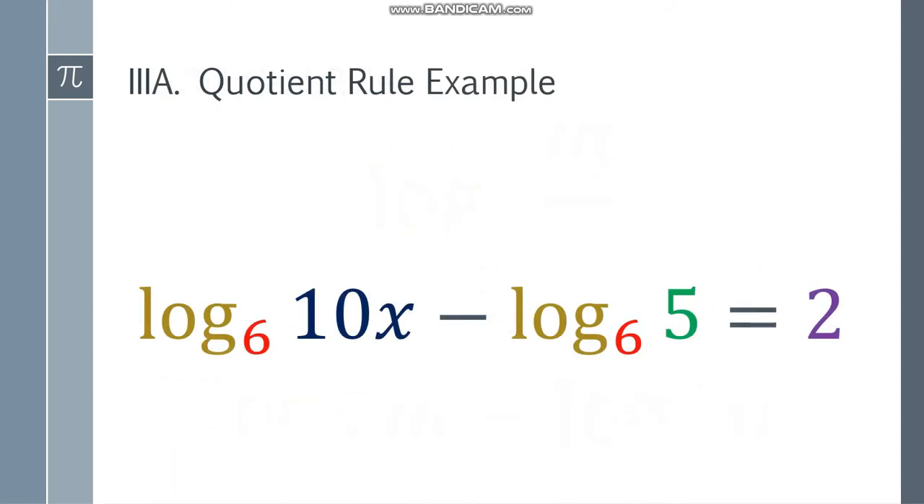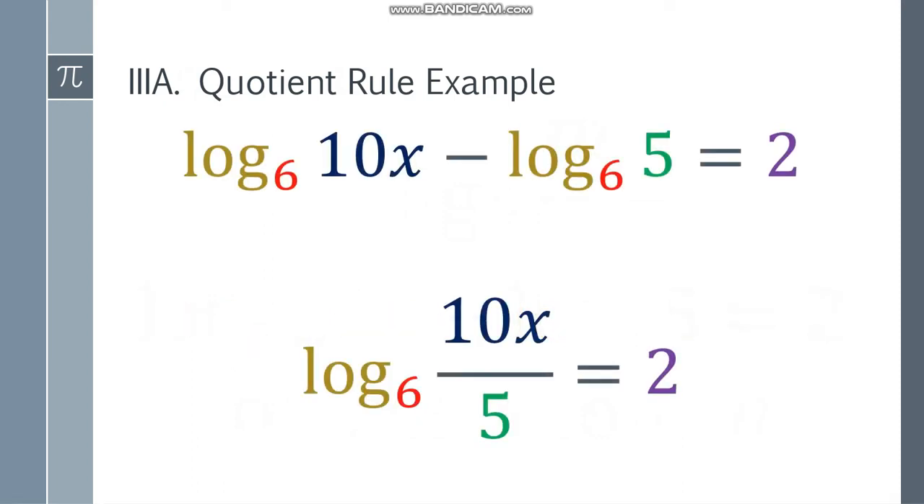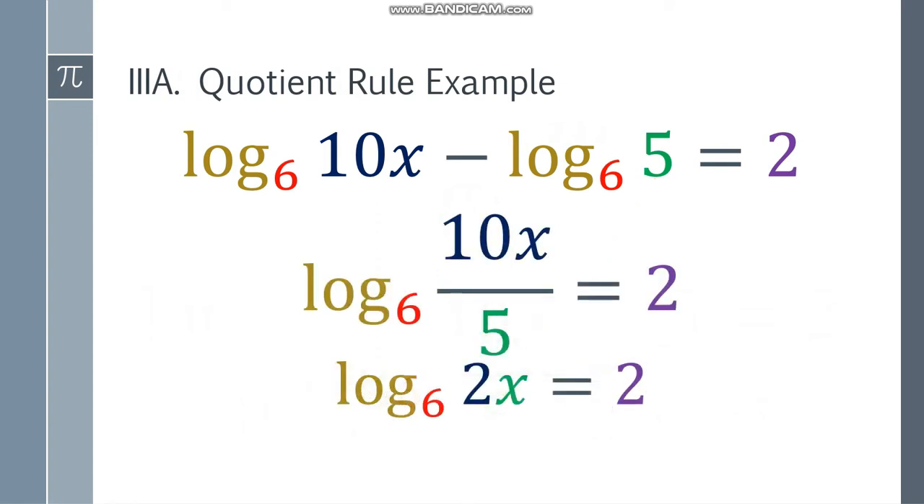Let's have a sample equation: log base 6 of 10x minus log base 6 of 5 is equal to 2. So, they have the same base and minus tayo dito. So, you have to use quotient rule para ma-simplify mo yung log. So, that will be log base 6 of 10x, at denominator natin, that will be 5. Okay, simplify mo lang muna siya: 10x over 5, that will be 2x.